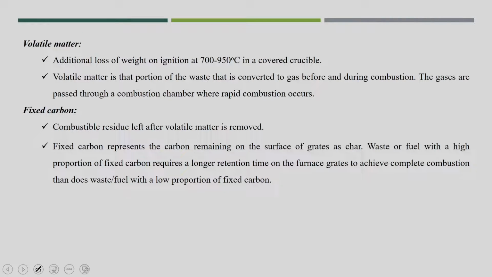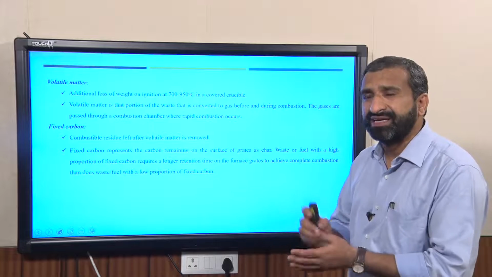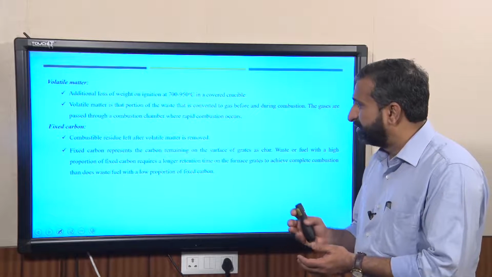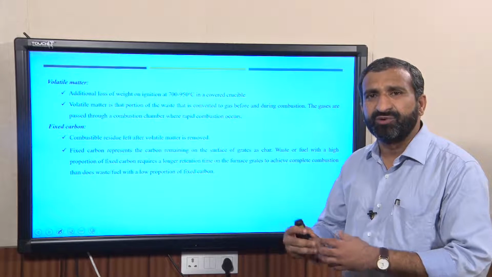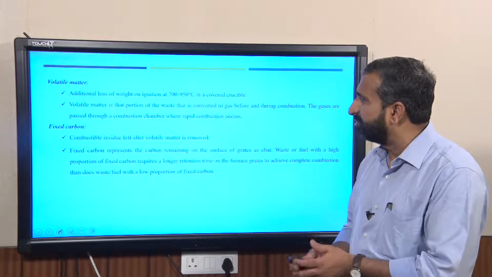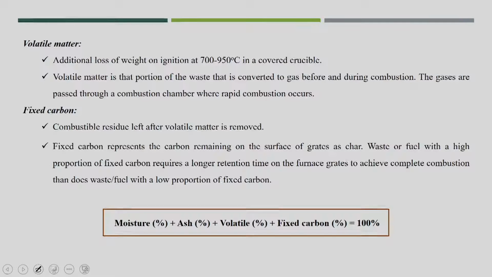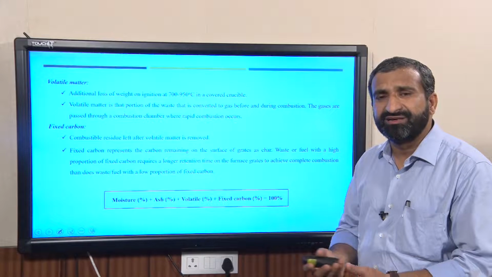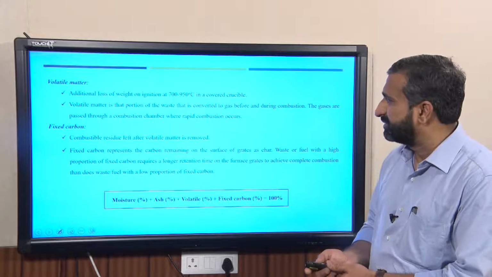Another parameter is fixed carbon. This fixed carbon represents the carbon remaining on the surface of the grate, as char, where the waste is being incinerated in the incineration facility, and this is unnecessary waste produced during combustion of the solid waste. Normally, all these 4 parameters should add up to 100%. So, you can calculate the moisture content, ash content, volatile matter, and from them we can calculate the fixed carbon. If there is more fixed carbon in the waste, it is very difficult to go for combustion facilities.